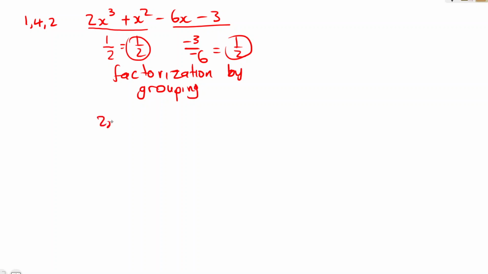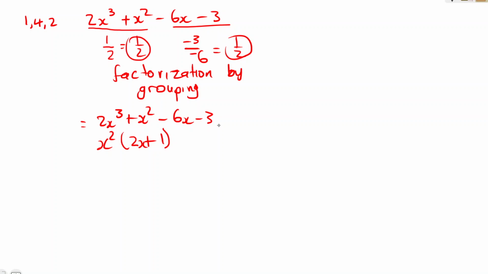You are going to take out the common factor between 2x cubed plus x squared. The common factor here would be x squared. This is the highest common factor, and then you're going to be left with 2x plus 1. Because when you divide 2x to the power of 3 by x squared, you'll be left with 2x. Then if you divide x squared by x squared, you're going to be left with 1.